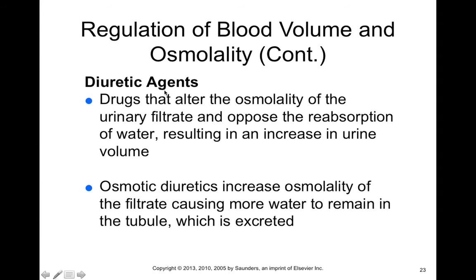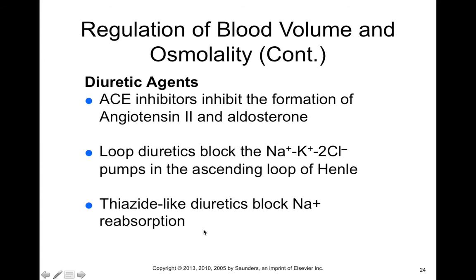Now, diuretic agents are drugs that alter the osmolality of urinary filtrate, and they can help oppose the reabsorption of things like water. That's why it's called a diuretic agent: diuretics increase water loss, so it increases the urine volume. Now, osmotic diuretics will increase the osmolality of filtrate, which causes more water to remain in the tubule, and therefore water is going to be more likely to be excreted or lost in urine. And there are different types of diuretic agents.